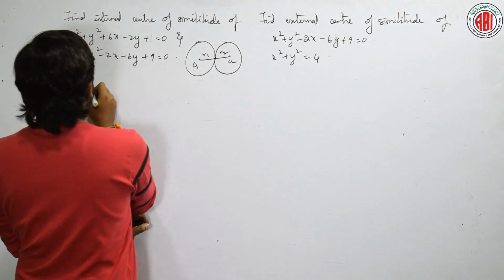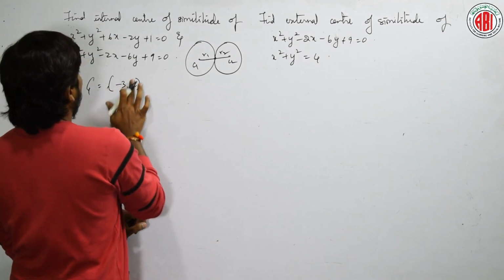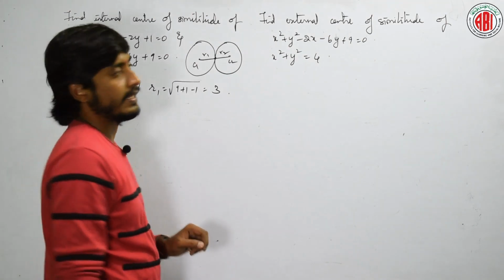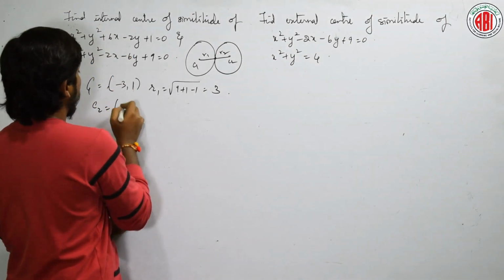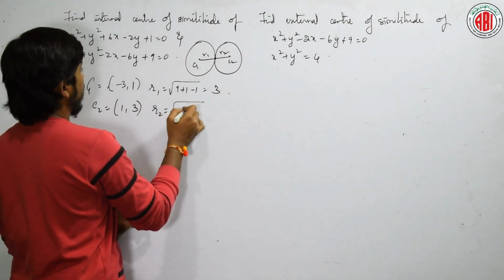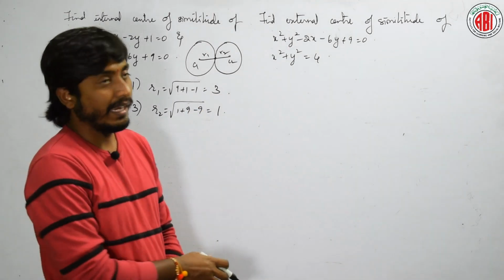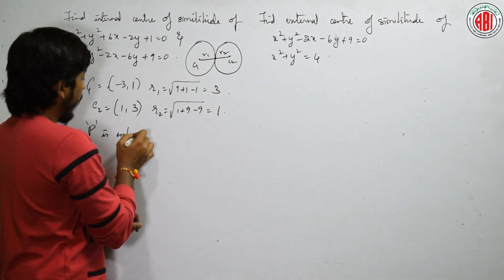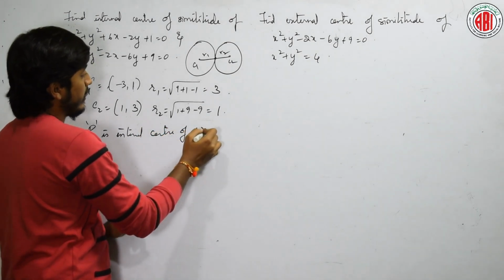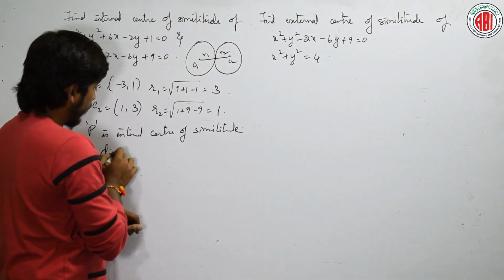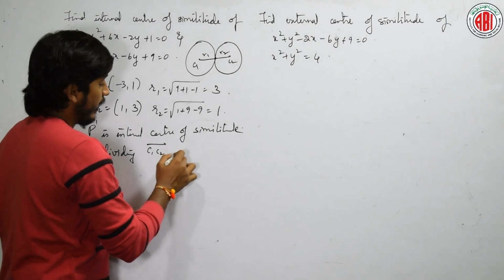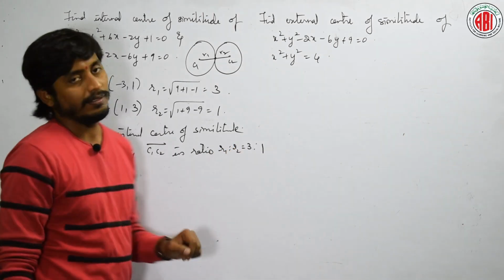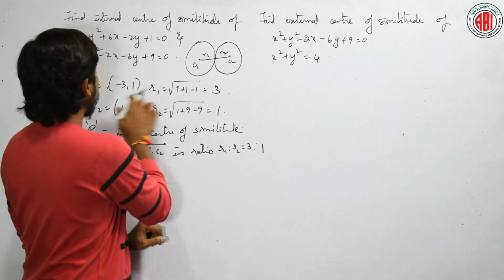Now see here, what is C1 here? C1 is (minus 3, 1), right. What is R1? Under root 9 plus 1 minus 1, which is 3. Similarly, we can find C2, that is (1, 3). R2 is under root 1 plus 9 minus 9, which is 1. Then we can tell that the point P we get, the internal center of similitude, is dividing the line C1C2 in the ratio R1 is to R2, that is 3 is to 1.